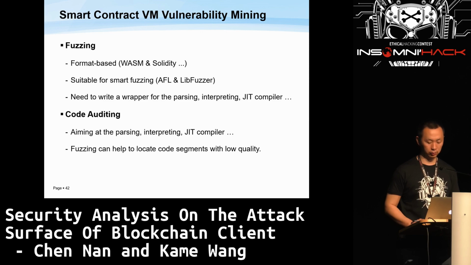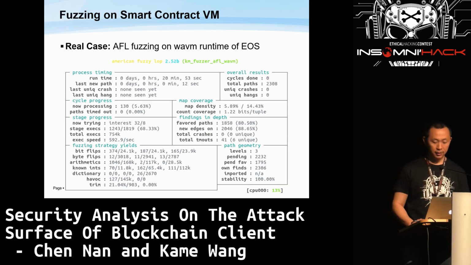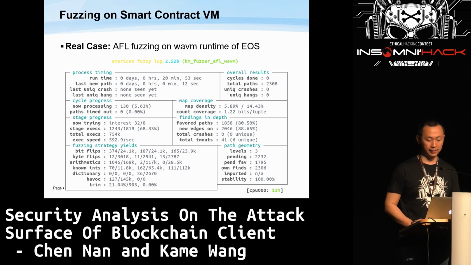It requires us to have a deep understanding of the implementation of the entire VM to help locate vulnerable components. This piece presents a real case of fuzzing with the AFL on the smart contract runtime of EOS nodes.